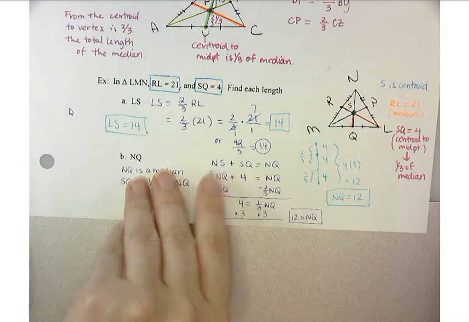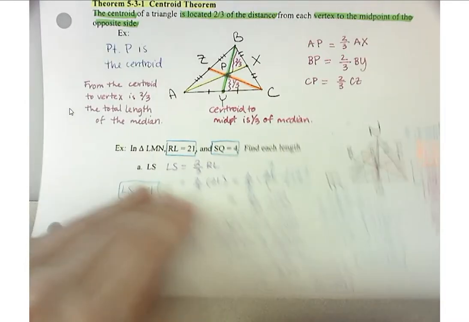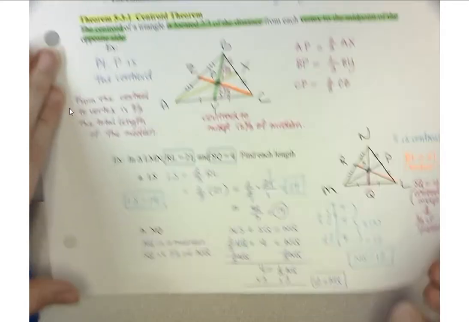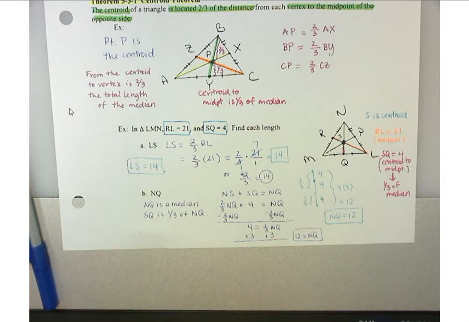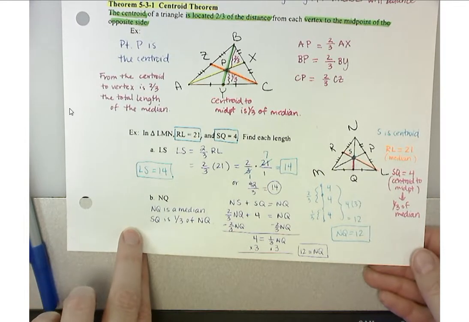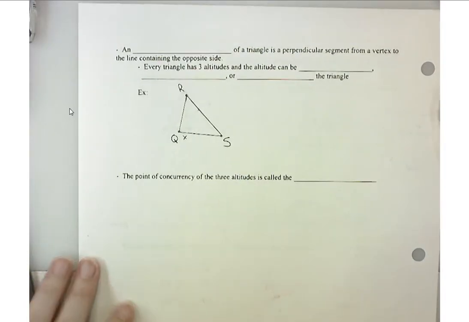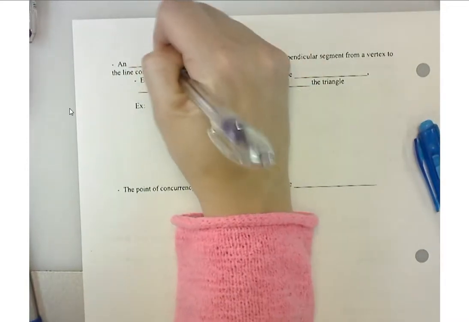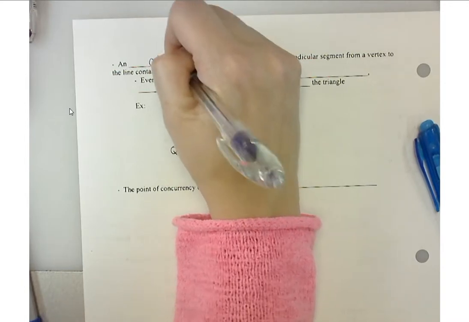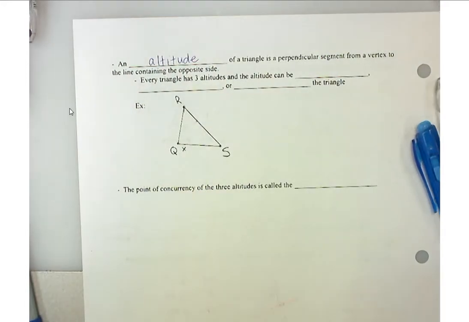All right, and then we are going to talk about one other piece of the triangle today. So just like the median goes with the centroid, we're going to talk about another piece that is also going to have a special name for the center. And then on the back it says, and blank. It is an altitude. Do you guys know another name for altitude? The height, right? So an altitude of a triangle is a perpendicular segment.